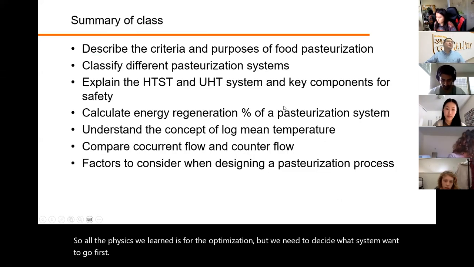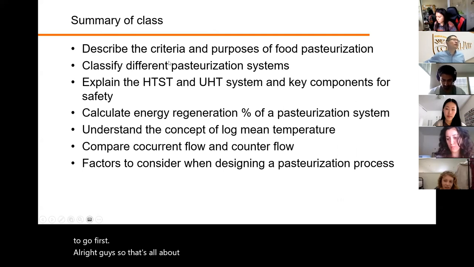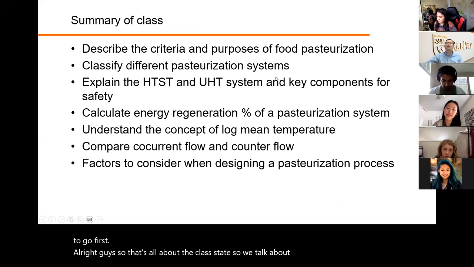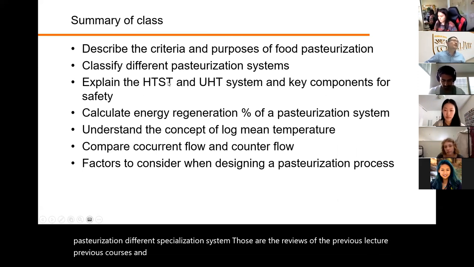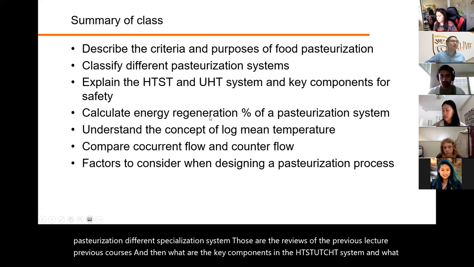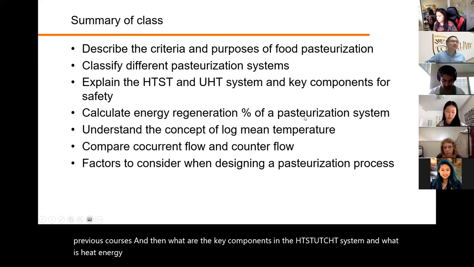All right, guys, so that's all about the class today. We talked about the criteria and purpose of food pasteurization and different pasteurization systems. Those are the review of the previous lectures. And then what are the key components in the HTST and the UHT system? And what is heat energy regeneration, and how to calculate it? And we also learned the concept of the log mean temperature.